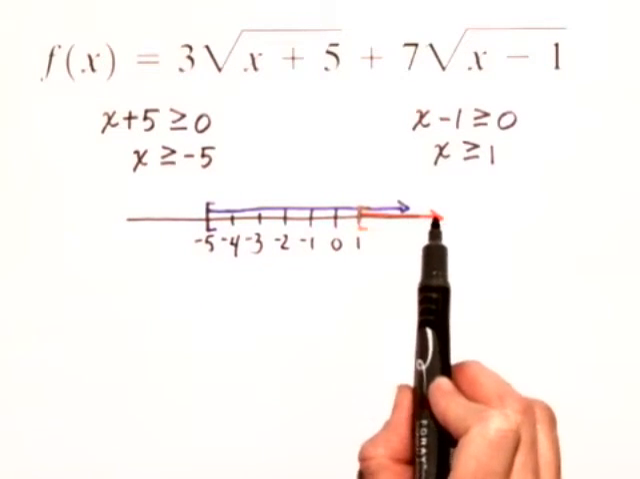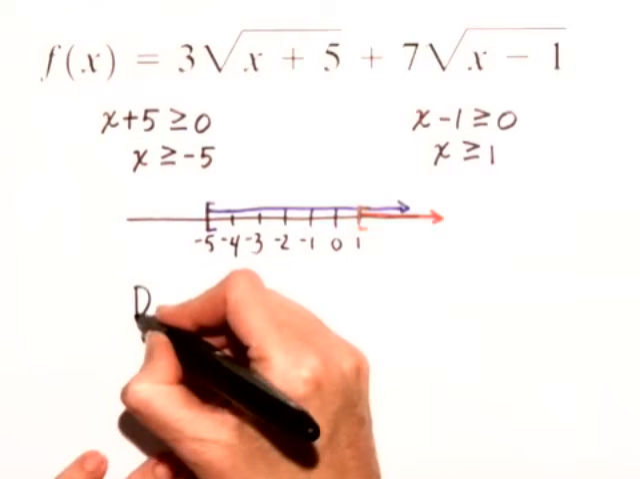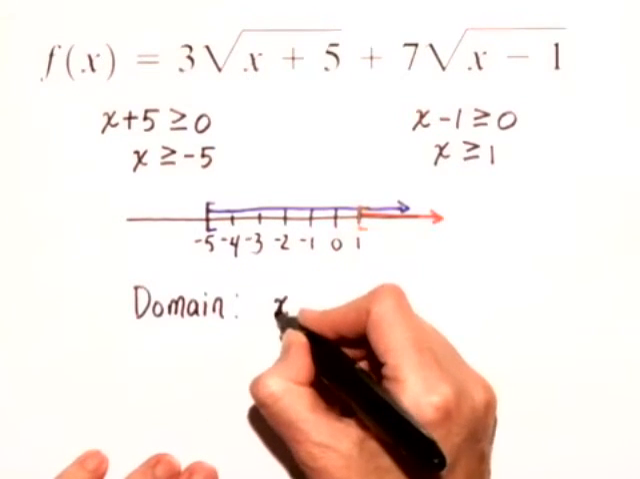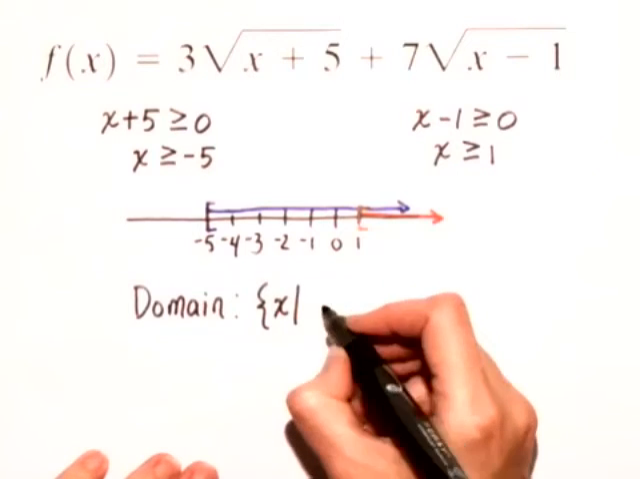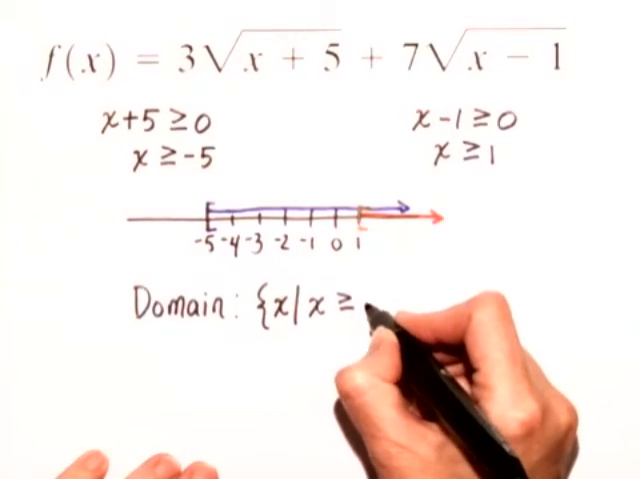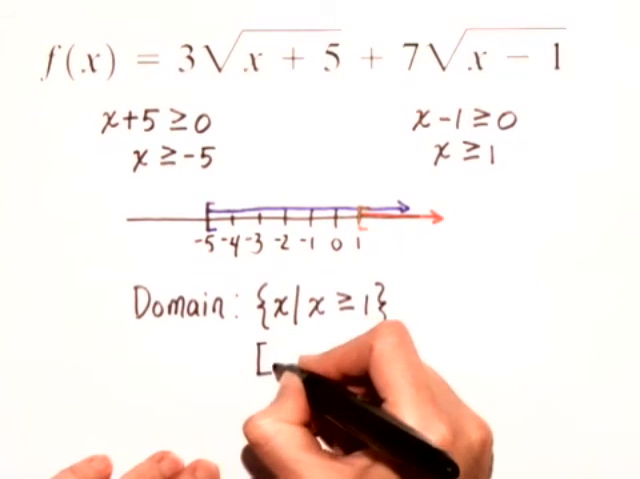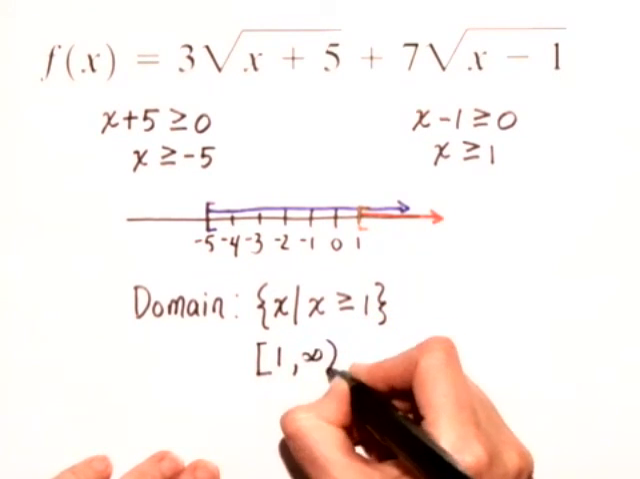So I really need to start from 1, and I can say that my domain is the set of all x such that x is greater than or equal to 1, or I could write it in interval notation from 1 to infinity.